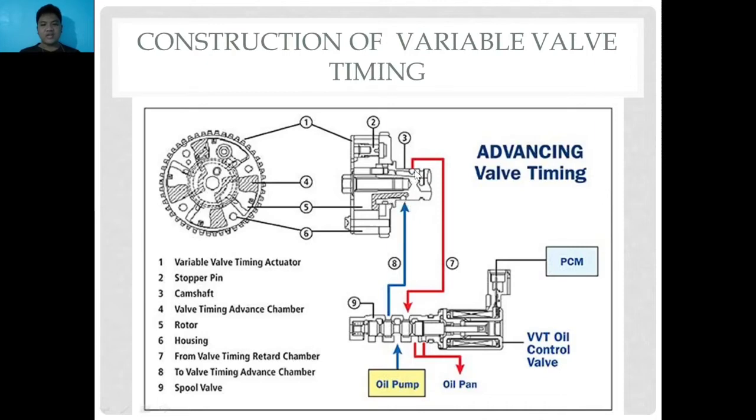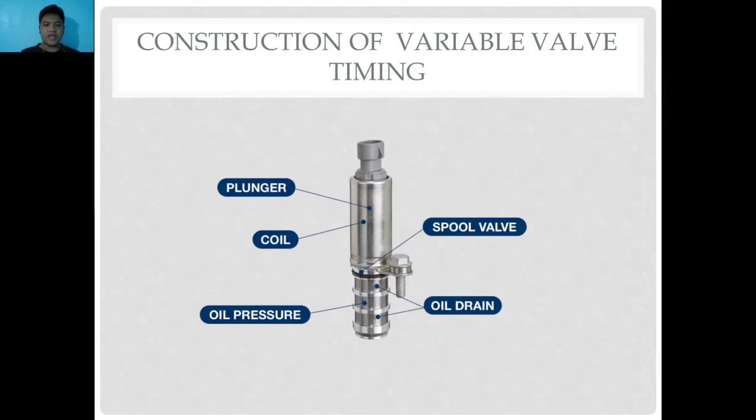So there is also a port here where, if you need to retard the timing, oil would flow in another valve going to the oil pan again, and this is from the oil pump if you're going to advance it. Okay, and nine is the spool valve. So there, more of these operations when we get to the operations part. Okay, and here is the control valve.